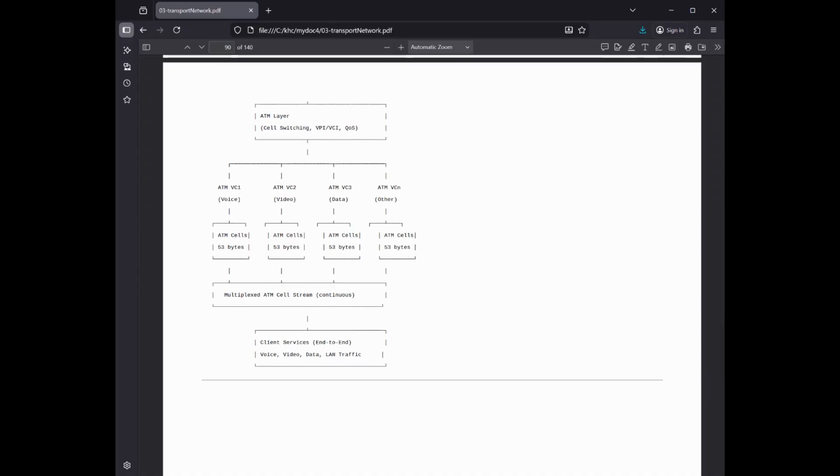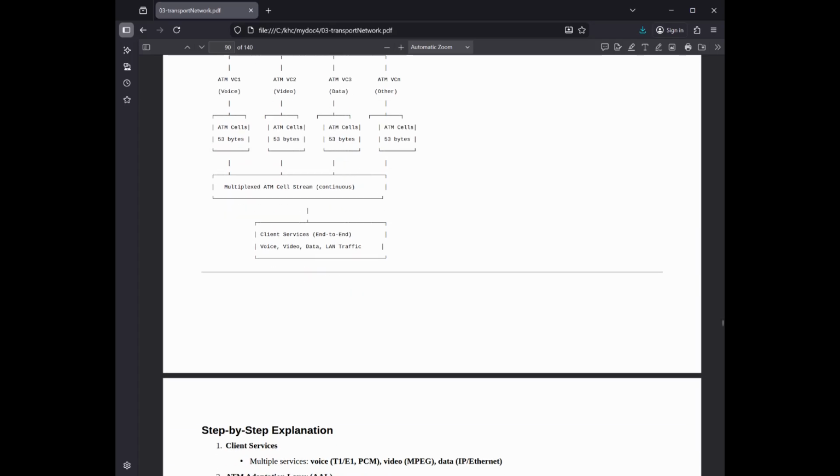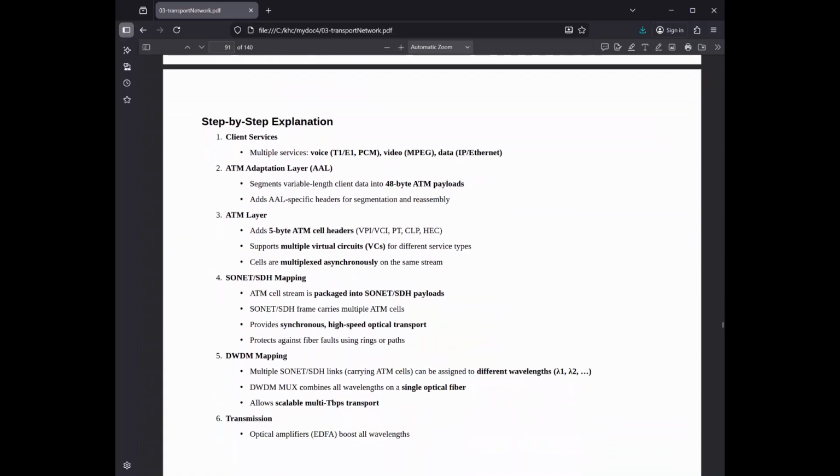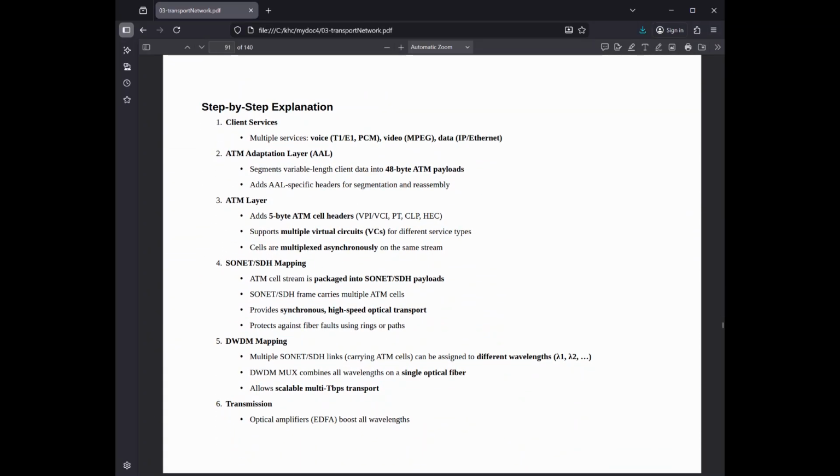Step B, the multiplexing, ATM layer. Multiple virtual channels, VCs, carrying these different AAL types are bundled into virtual paths, VPs. This allows a single optical link to carry thousands of different conversations simultaneously, each with its own quality of service, QoS, priority. Carrying ATM over SONET/SDH.